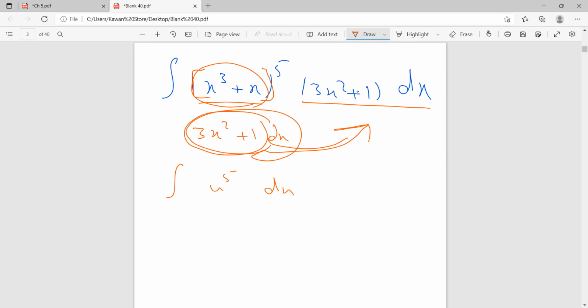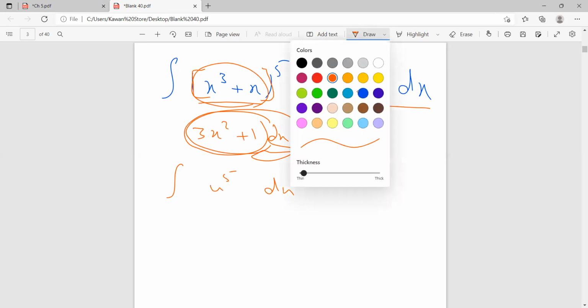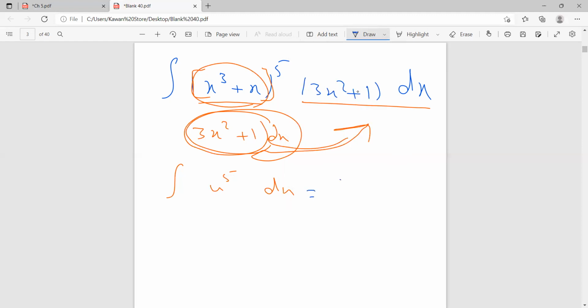So you can solve by two methods. The first one, as your book mentions, is equal to u to power 6 over 6 plus c, and I say u is that one, so I will write (x cubed plus x) to power 6 over 6 plus c. This is the first method.